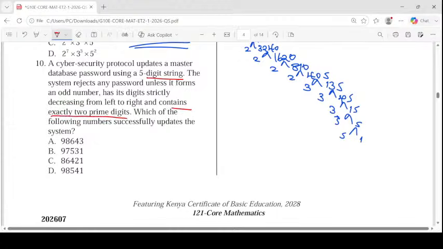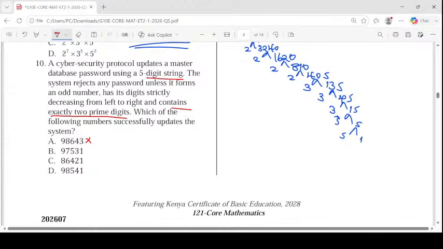And contains exactly 2 prime digits. Let's look at it. Exactly the number of prime digits should be 2. When you look at here, choice A, how many prime digits are here? We can only see 3. There is no any other. So choice A is eliminated. The question is a bit tricky. It contains only 2 prime digits.